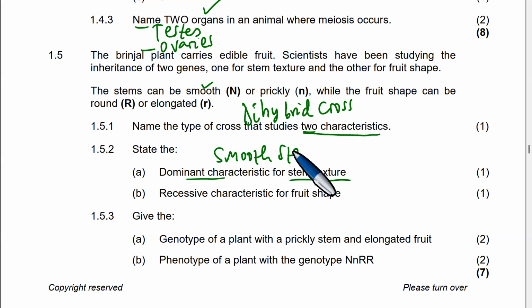Now the recessive characteristic for fruit shape in 1.5.2. The fruit shape can be round or elongated. So in other words, the recessive one is the elongated fruit.